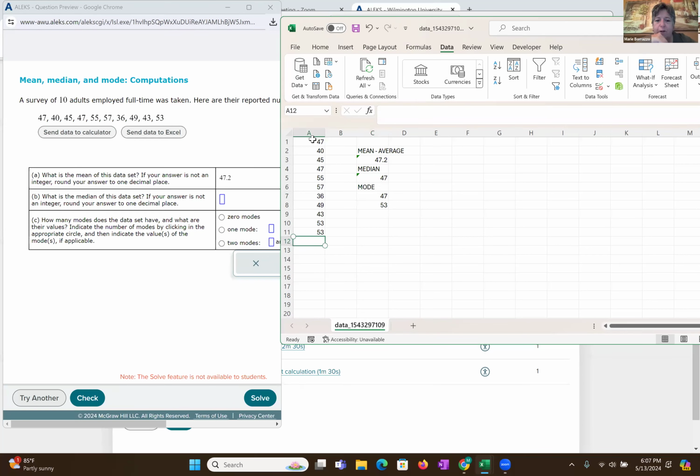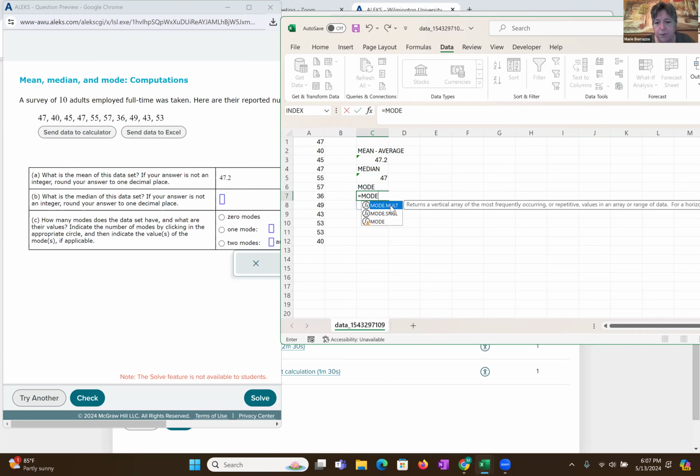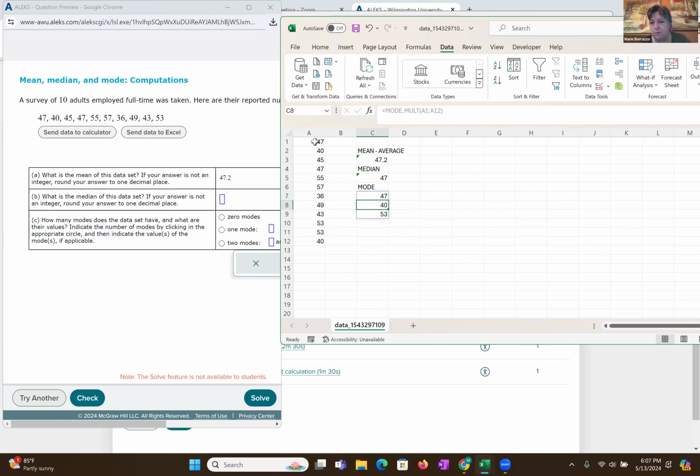What if it had an extra 40? No problem. Let's go equals mode, multiple mode. According to this, now I should have three. Oh, look at that. Okay, so this is something that I want you to be careful with.